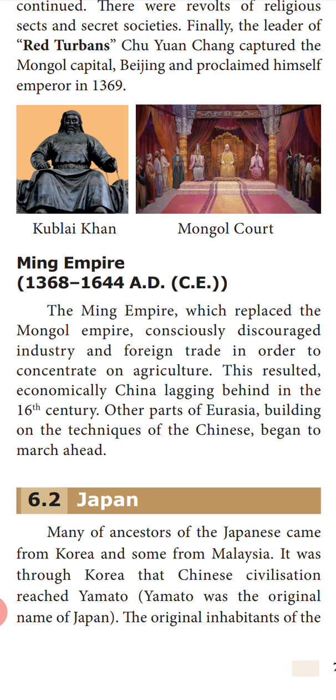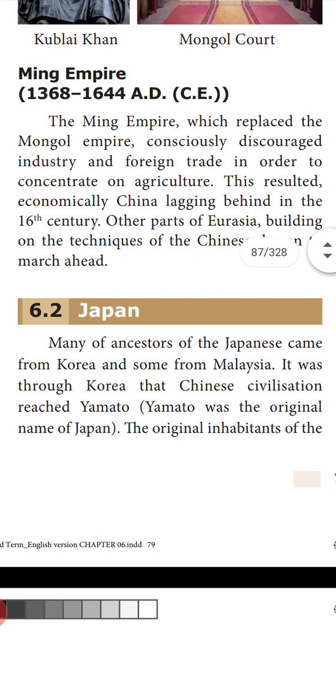Let us know about Japan. Many of the ancestors of the Japanese came from Korea and some from Malaysia. So Japan people have come from Korea and Malaysia. It was through Korea that Chinese civilization reached. Yamato means the original name of Japan. Chinese civilization reached Japan because of Koreans.